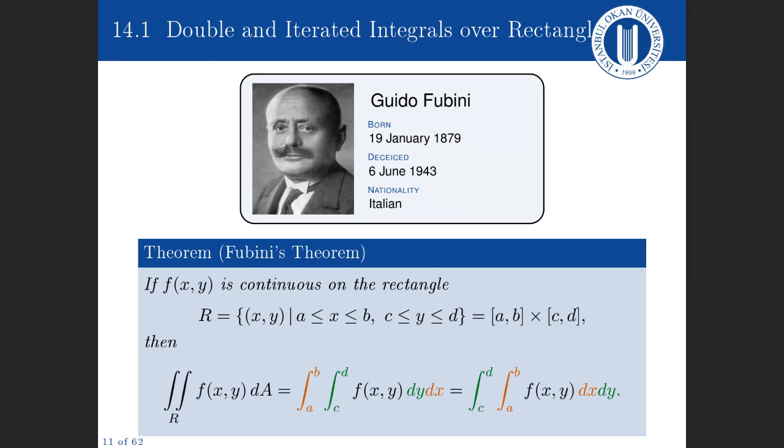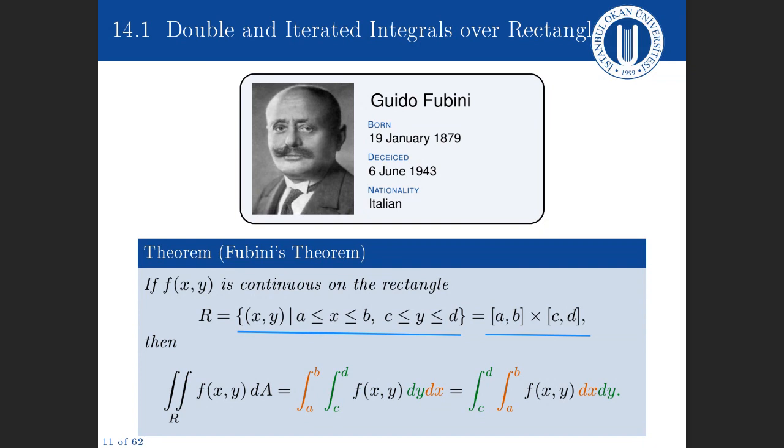Now, these two integrals were equal. When is that true? That's true as long as we have a continuous function. Fubini's theorem says if a function f is continuous on the rectangle R, and I've given two ways to write this rectangle here. It's either the set of all points x, y, where x is between a and b and y is between c and d, or there's a shorter, neater way to describe this rectangle. That's the closed interval from a to b cross the closed interval from c to d.